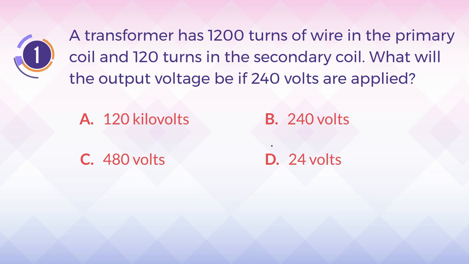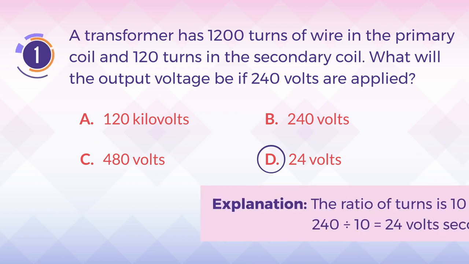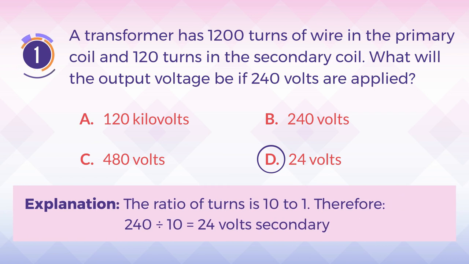The correct answer is D. 24 volts. Explanation. The ratio of turns is 10 to 1, therefore 240 divided by 10 equals 24 volts secondary.